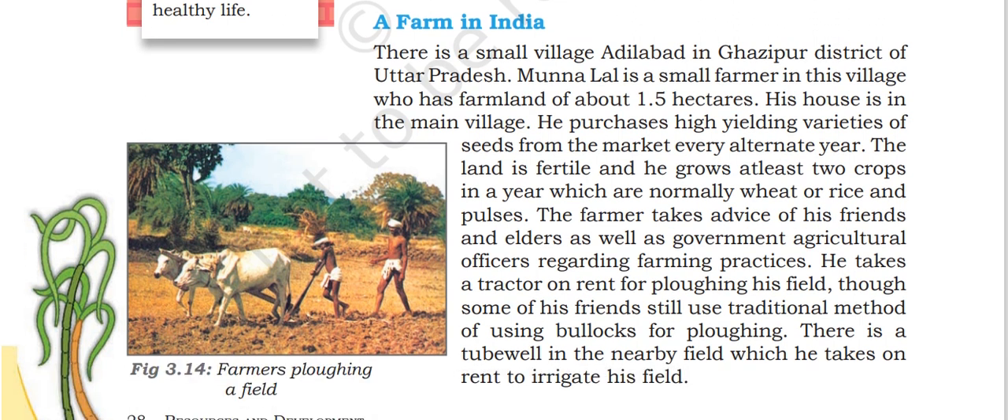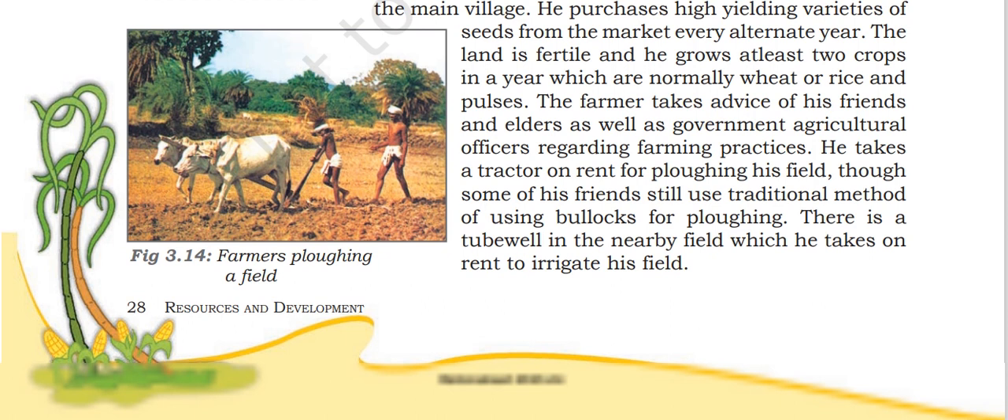The farmer takes advice from his friends and elders, as well as from the government agriculture officer, regarding farming practice. He takes a tractor on rent for ploughing his field, though some of his friends still use the traditional method of using bullocks for ploughing. There is a tube well in the nearby field which he takes on rent to irrigate the field.